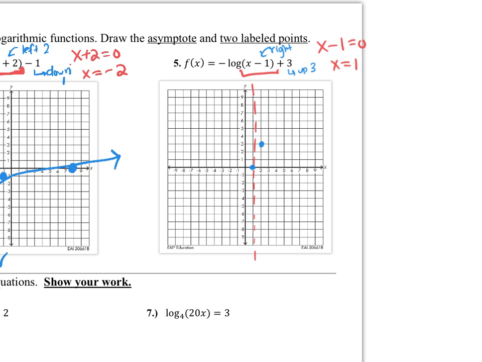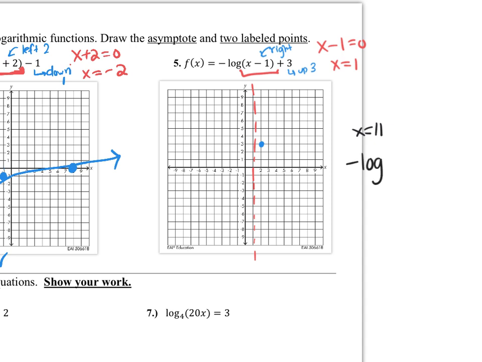Okay, so let me erase that original anchor point. So that's our new anchor. And then we choose one more point that makes sense. Again, we have that base of 10, so let's put something in for x that's going to make our argument equal 10. So if we choose x equals 11, plug that in.